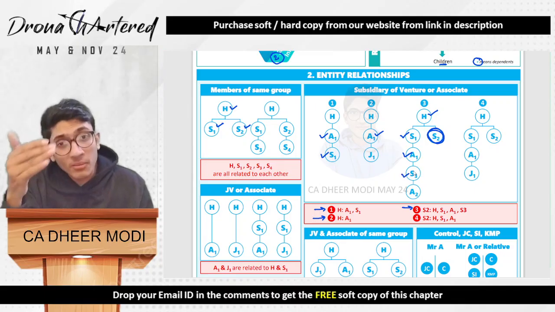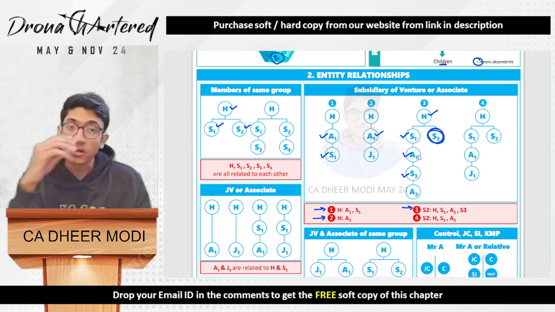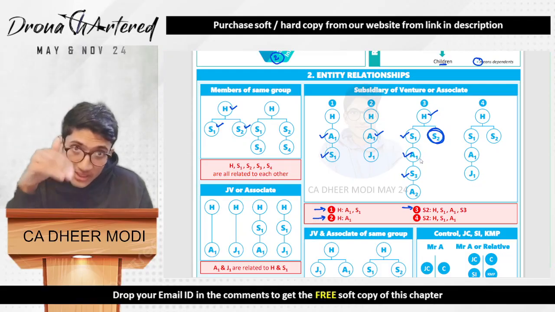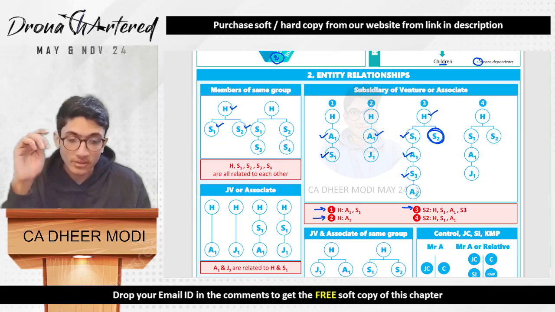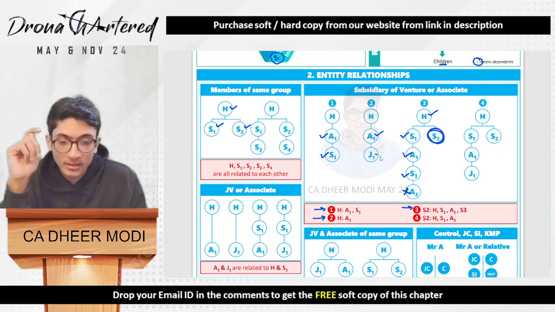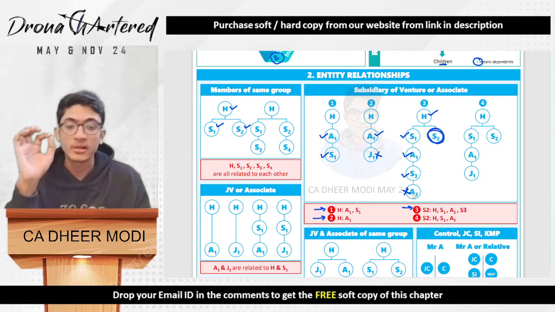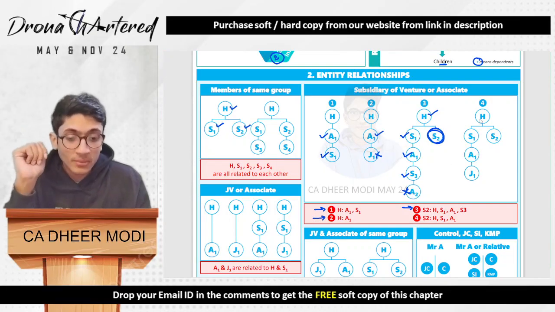But now, what about the associate of this subsidiary? So associate of this subsidiary is not. So therefore this A2 is not a related party. This J1 is also not a related party. Okay. Coming to your fourth example.